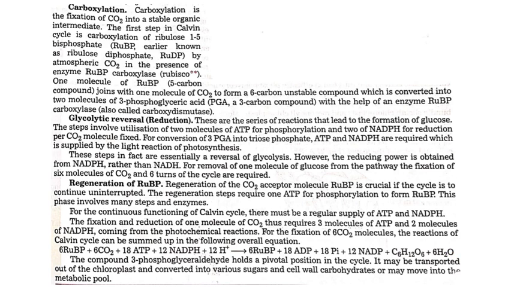The compound 3-phosphoglyceraldehyde holds a pivotal position in the cycle. It may be transported out of the chloroplast and converted into various sugars and cell wall carbohydrates, or may move into the metabolic pool. So, this is the Calvin cycle.